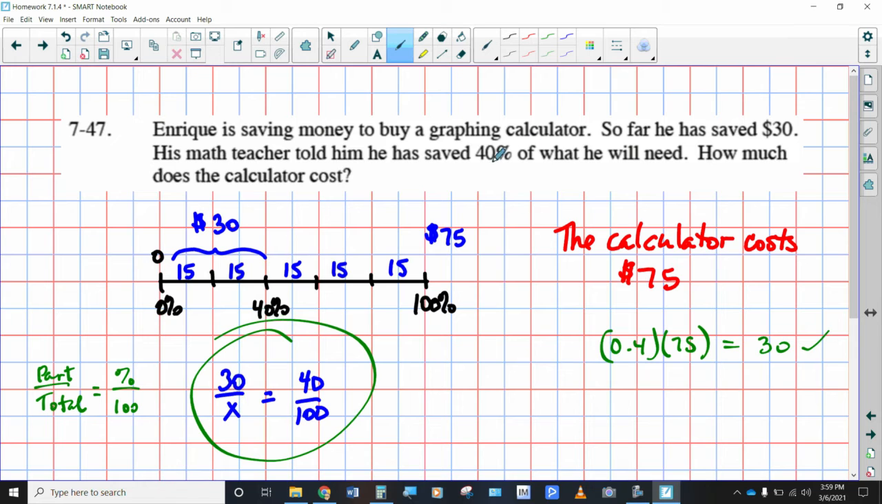The most common wrong answer people are going to make here is they're going to take 30 times 0.4 and they're going to get something like 12. But 12 is not the total. If 40% of the calculator's price is $30, the total price can't be $12. And you'd be surprised at the number of people that don't even think twice. They just write $12 and move on because they're not even thinking about the logic of the problem.